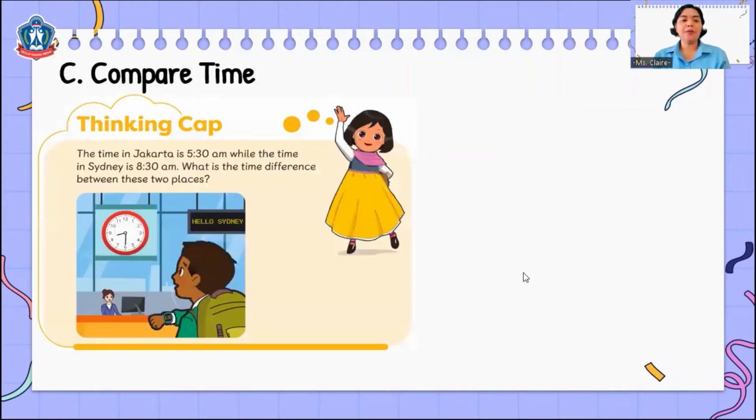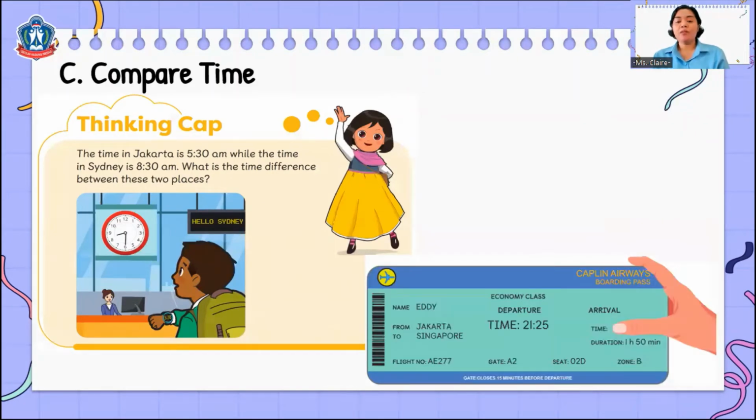Okay, let's continue. The time in Jakarta is 5:30 a.m., while the time in Sydney, Australia is 8:30 a.m. What is the difference between these two places? Now, have you got the answer for the time of arrival in Singapore?